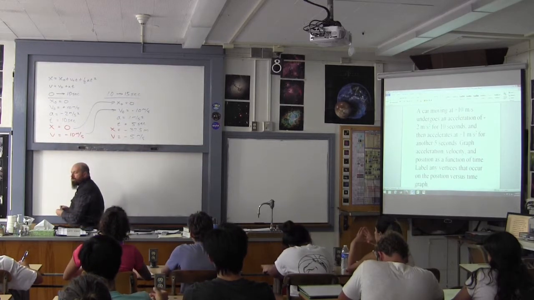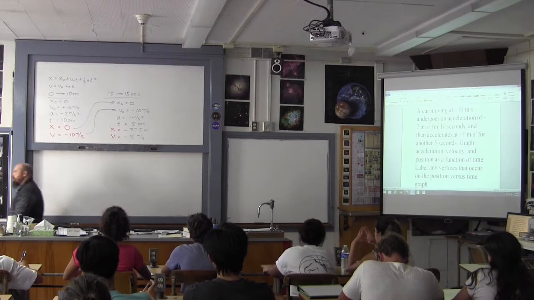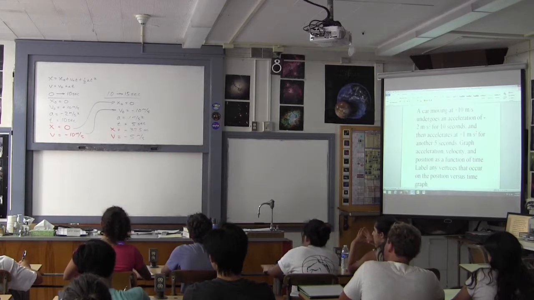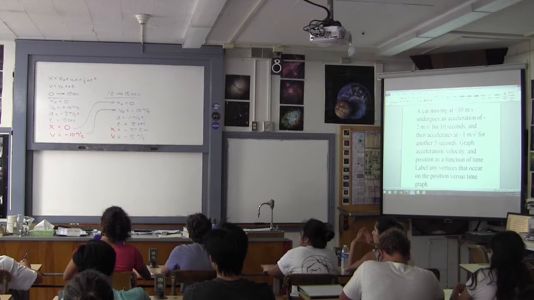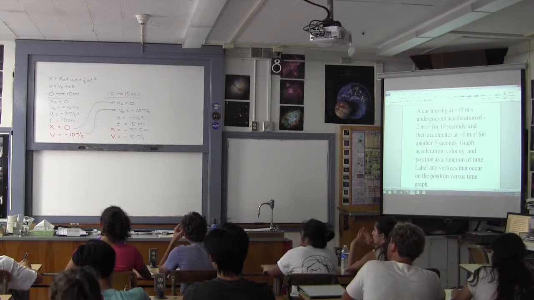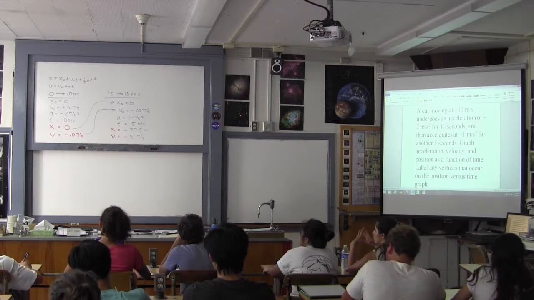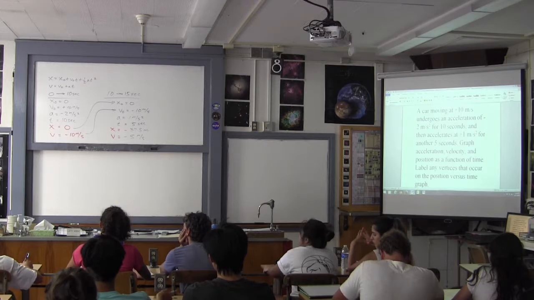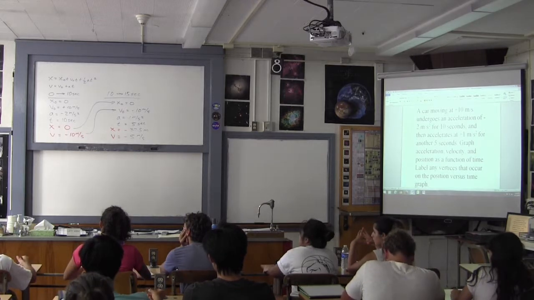When you graph, you always graph in a very specific order. You graph acceleration as a function of time first, because acceleration is the derivative of velocity. And then you graph velocity as a function of time second, because velocity is the derivative of position. And then lastly, you graph position. Here's then how this works.